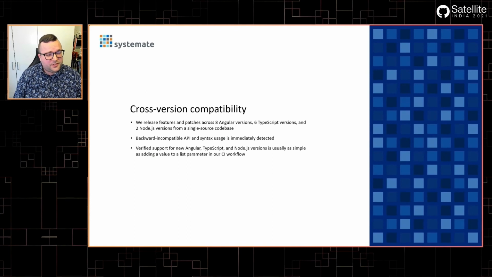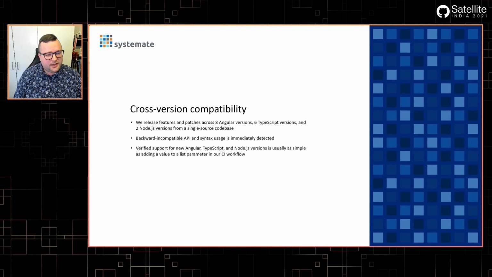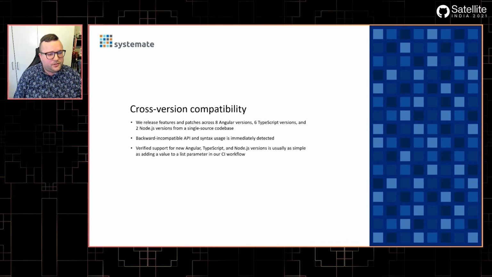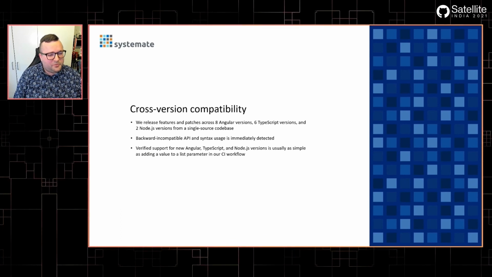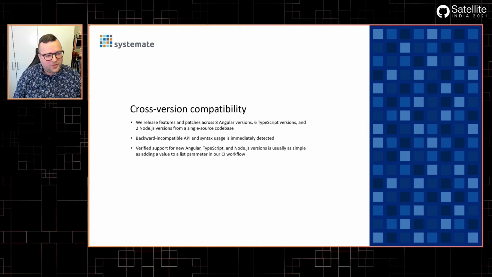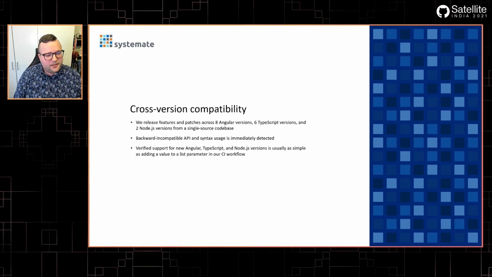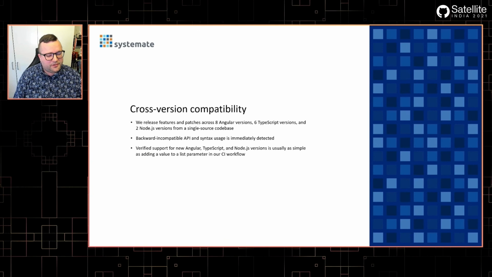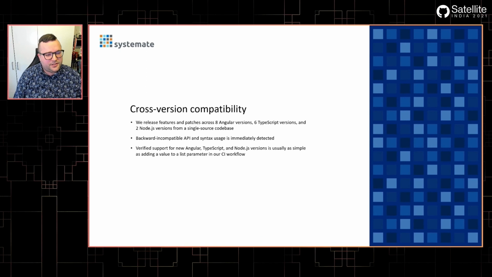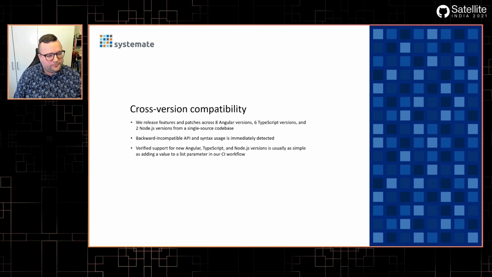So working with cross-version compatibility is suddenly easy. We can release features and patches across 8 Angular versions, 6 TypeScript versions, and 2 major Node.js versions from a single source code base. And every time we manage to use backwards incompatible API and syntax, it's immediately detected. Well, not locally, but as soon as you push it to the CI, within 6 minutes, you'll know whether it's compatible with all the different versions. And if it's not, you'll know exactly which combination of dependencies has the issue. And you're even technically able to reproduce that using the GitHub action locally.